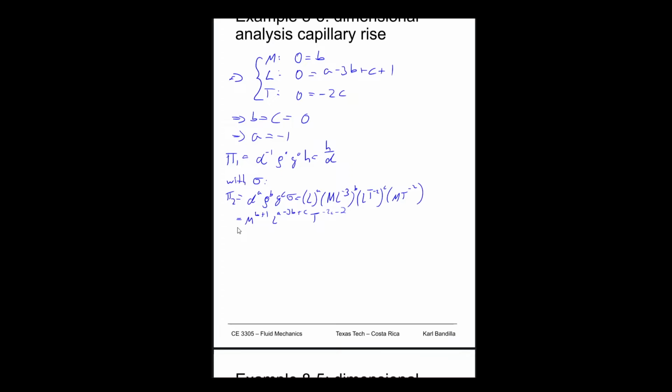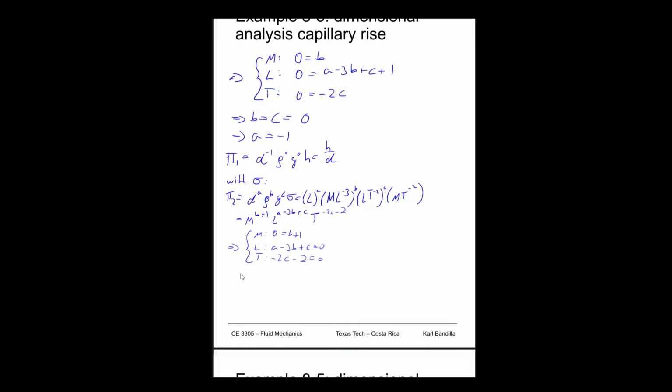Then we can find our three equations. Our m equation is 0 is equal to b plus 1. Our L equation is a minus 3b plus c, and our t equation is minus 2c minus 2. Oops, forgot that equal to 0, both of these.